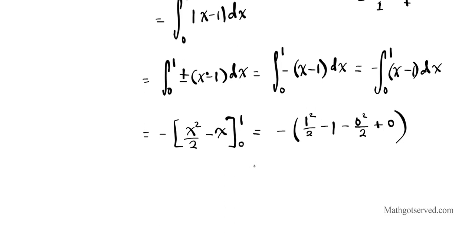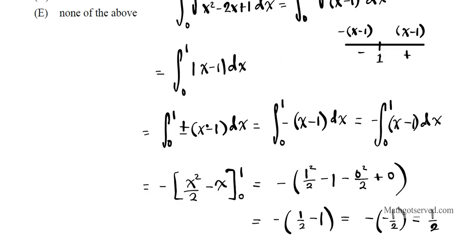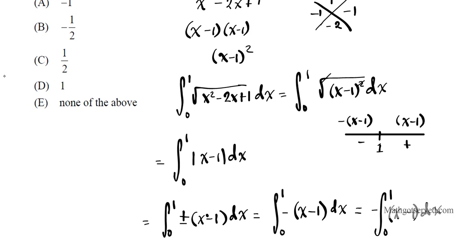So we're going to have negative 1/2 minus 1. The lower limit term is 0, so it goes away. Negative 1/2 minus 1 is negative 3/2, and then if you multiply by the negative, you end up with 1/2. So there goes your answer. Your answer is option C.